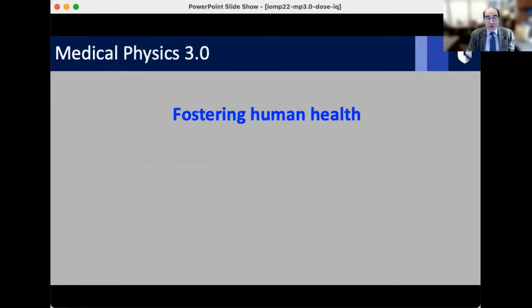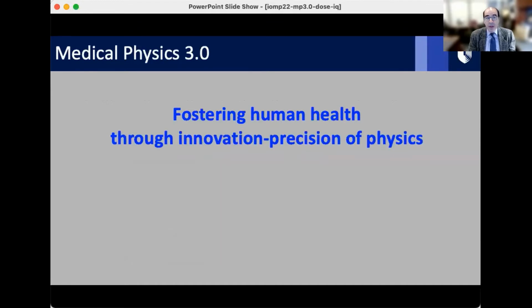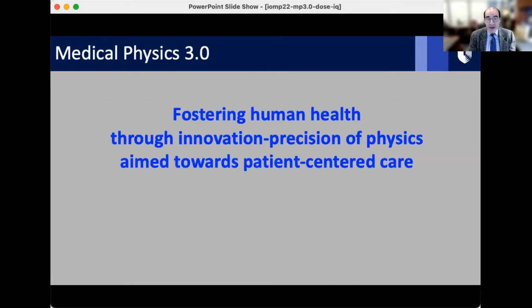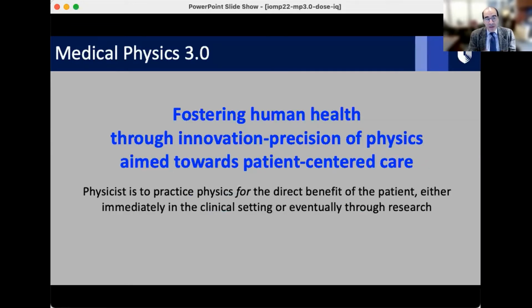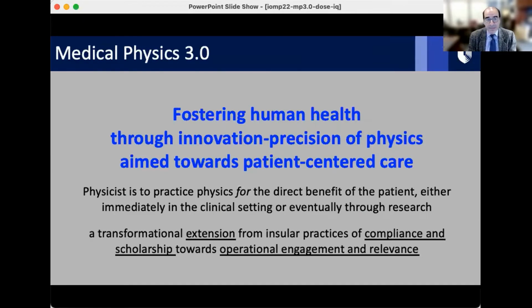So Medical Physics 3.0 is about fostering human health through innovation and precision of physics that is only provided by physics, aimed toward patient-centered care. So the physicist is to practice physics for the direct benefit of the patient, with a focus on the patient, either immediately in the clinical setting or eventually through research. We should never forget the fact that the patient is a recipient of our good.